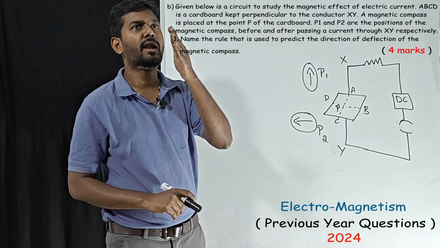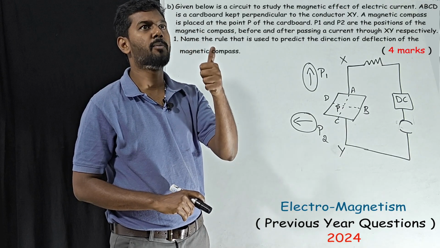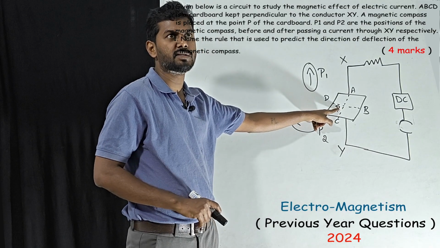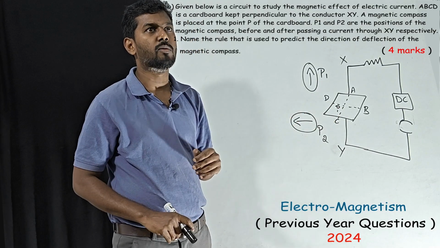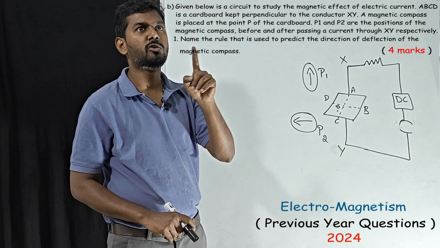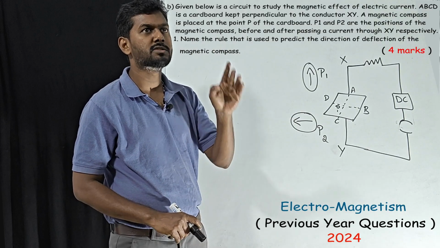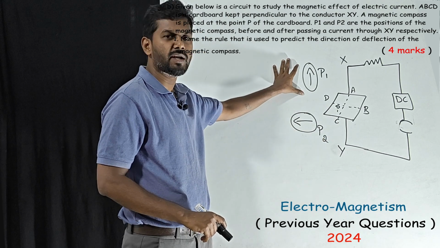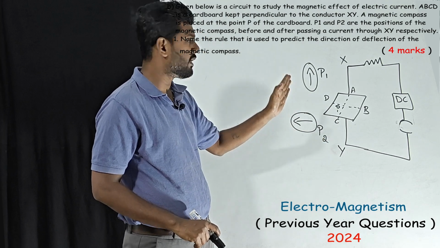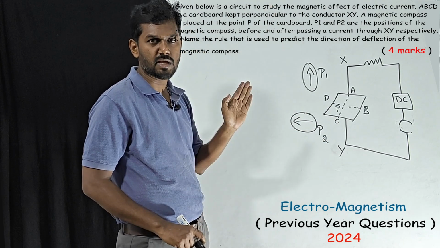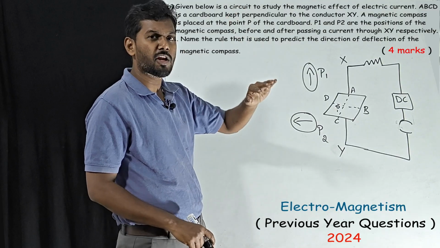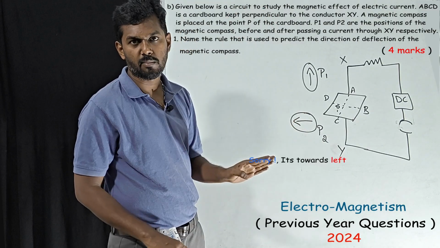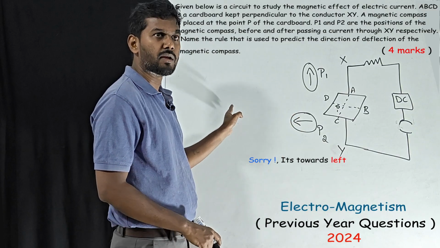Next, a magnetic compass is placed at the point P. See, at P it is placed. The magnetic compass is placed here on the cardboard, and P1 and P2 are the positions of the magnetic compass before and after. So before passing the current, the magnetic compass points in the upward direction. Now after passing the current, the magnetic deflection will be towards the right.